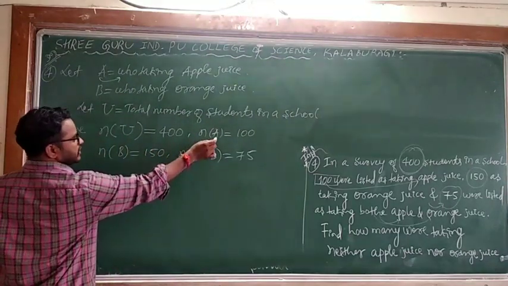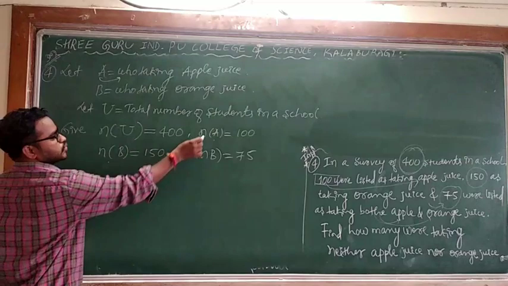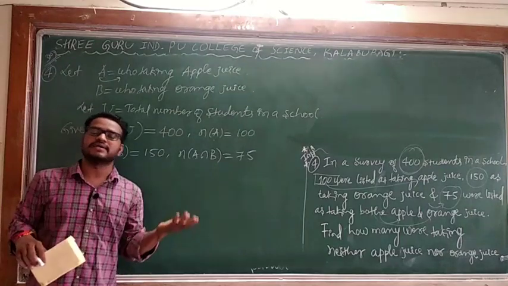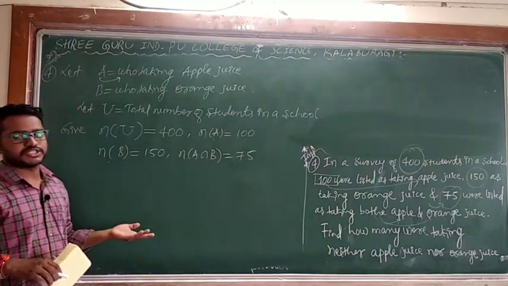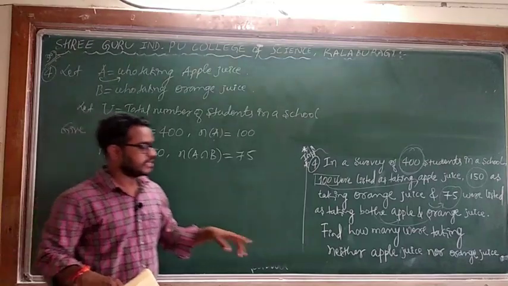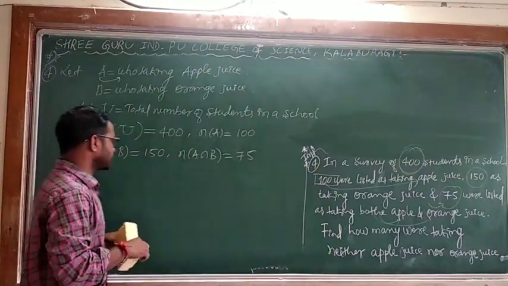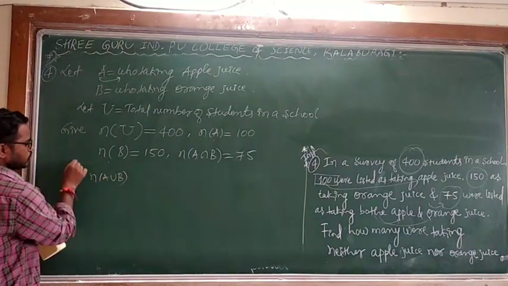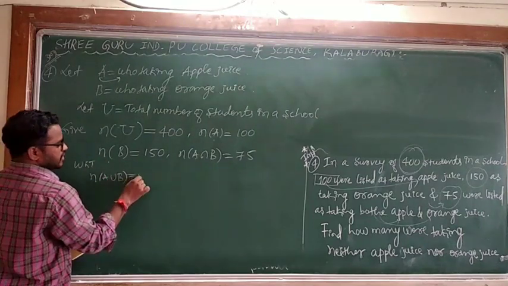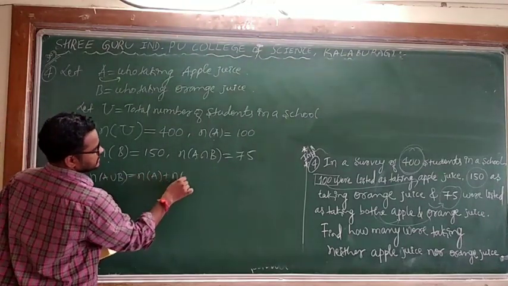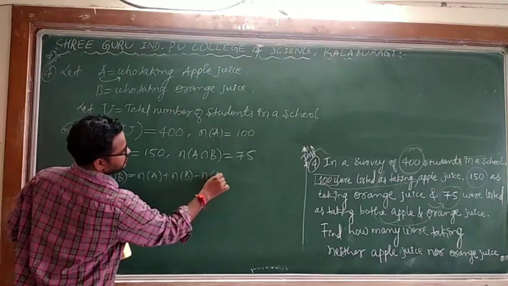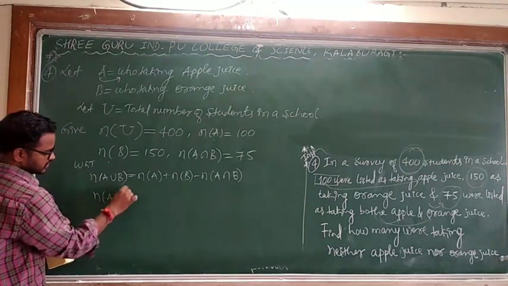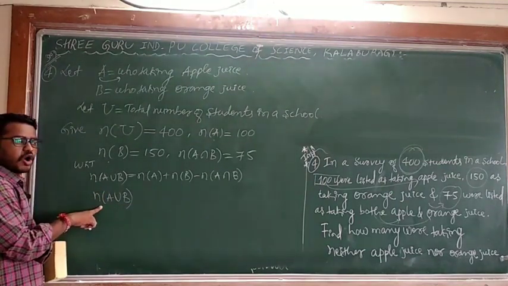So when you have N of A, N of B, and N of A intersection B, knowing these three things, you can find N of A union B, meaning those who are taking either apple or orange. But we actually have to find neither apple nor orange. Here, N of A union B is equal to, this is a formula we know, N of A plus N of B minus N of A intersection B. N of A union B means how many are taking either apple or orange.